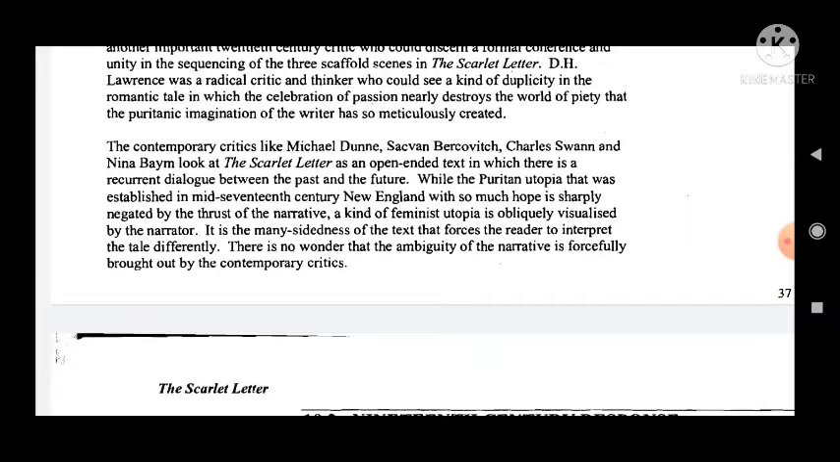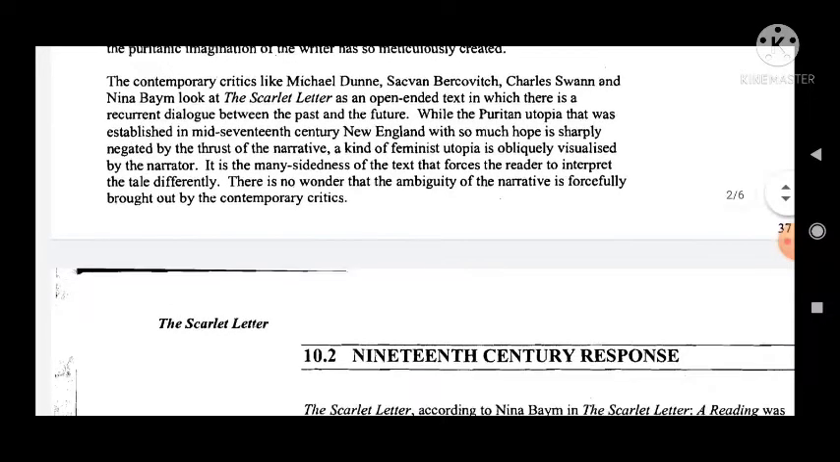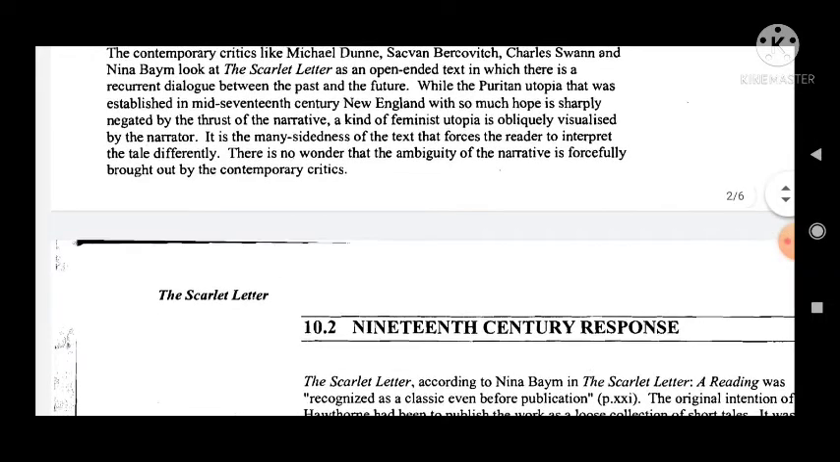Then the contemporary critics like Michael Davitt Bell, Sacvan Bercovitch, Charles Swann, and Nina Baym look at The Scarlet Letter as an open-ended text in which there is a recurrent dialogue between the past and the future, while the Puritan utopia that was established in mid-17th century New England with so much hope is sharply negated by the thrust of the narrative. A kind of feminist utopia is obliquely visualized by the narrator.